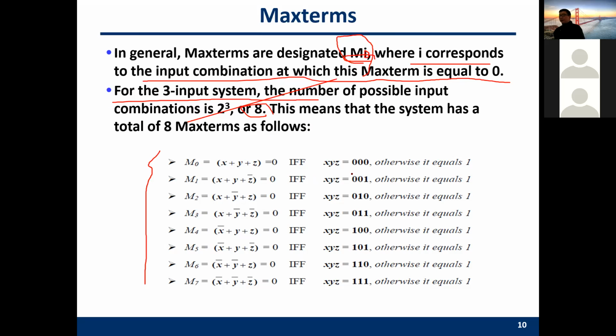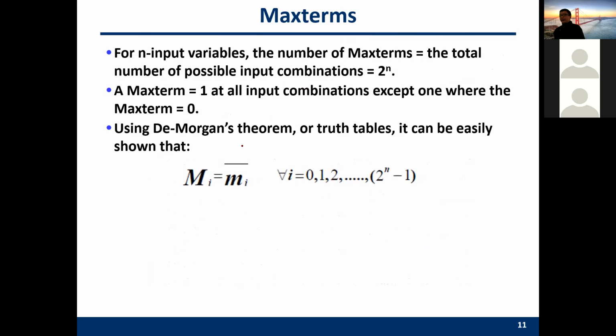So only when X, Y, and Z are all zeros, capitalized M zero is a zero, otherwise it's one. So you can see this is a 001 and this is one and this is zero. For n input variables, the number of max terms equals the total number of possible input combinations, which is 2 to the n. So the max term is a one at all input combinations except one where the max term is a zero.